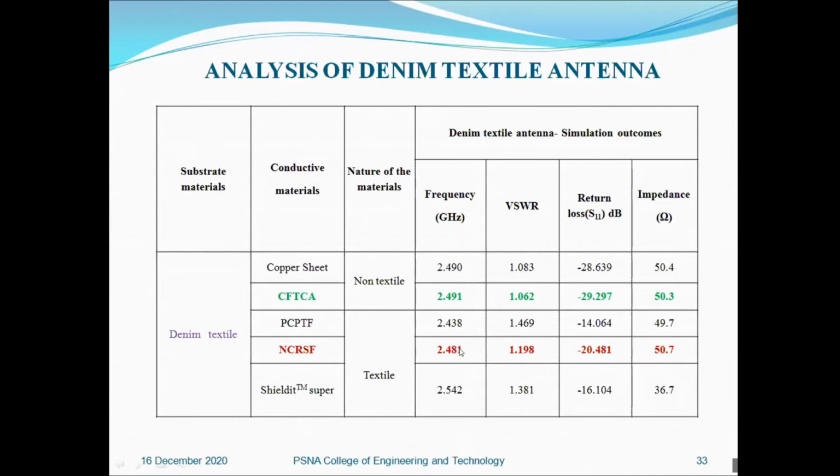So the frequency is the operating frequency, and you see the voltage standing wave ratio is nearing 1 for all. Surely the standing wave ratio should be near 1, should be lower than 2. And the return loss should be greater than minus 14 dB. Yes, this is minus 14 dB exactly. And this is minus 28, minus 29, minus 20, minus 16. All are greater than minus 14. Then the impedances are all nearing 50.